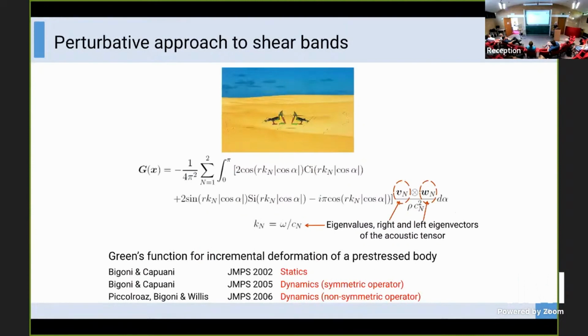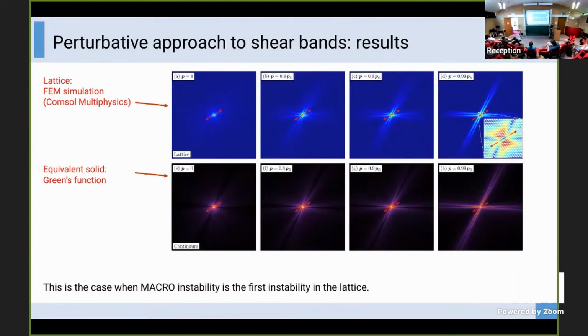So to validate these findings, we apply the perturbative approach to shear bands, using the Green's function. And here you see a comparison between the lattice in the upper part of the figure and the equivalent solid in the lower part of the figure to a perturbation, which is a force dipole applied near the center of this domain. The lattice response is simulated in finite elements, and the response of the solid is just plotted by using the Green's function.